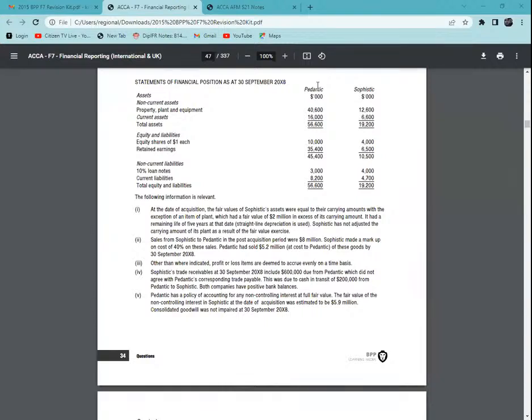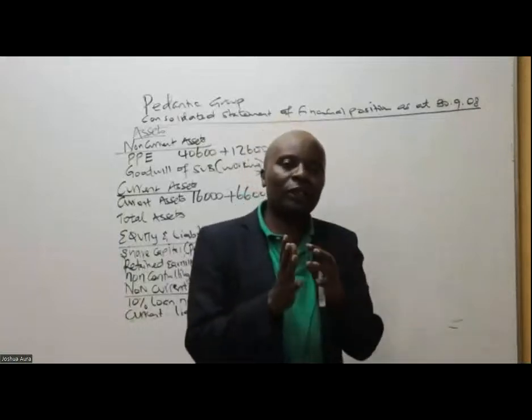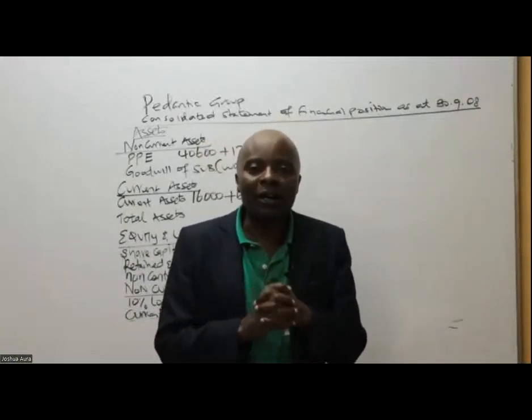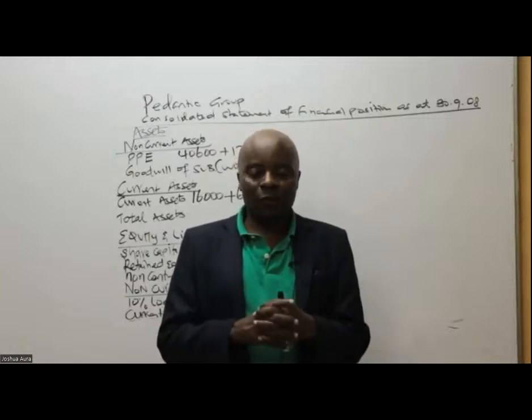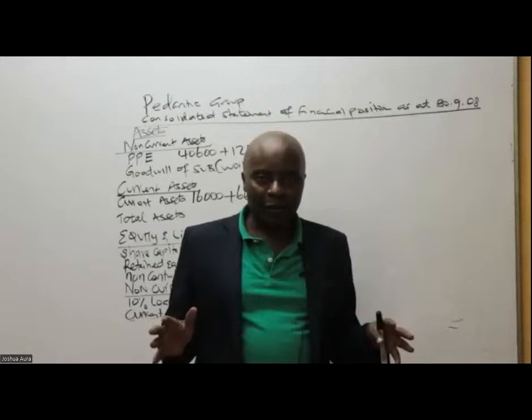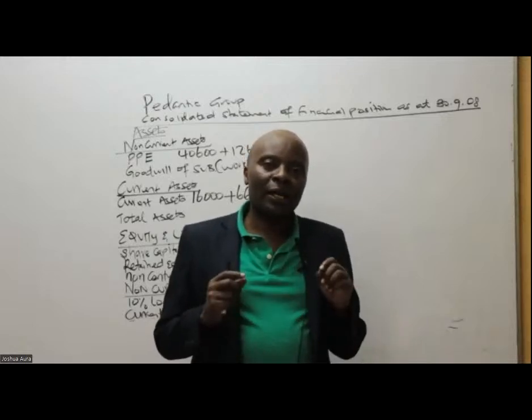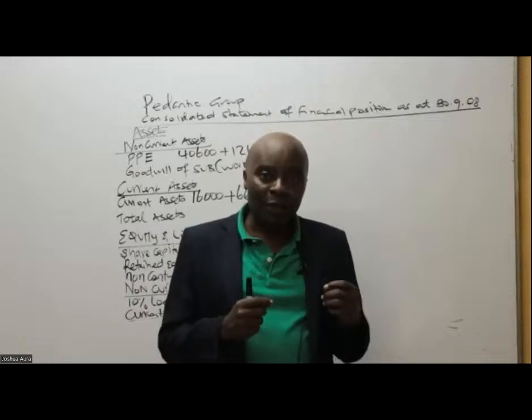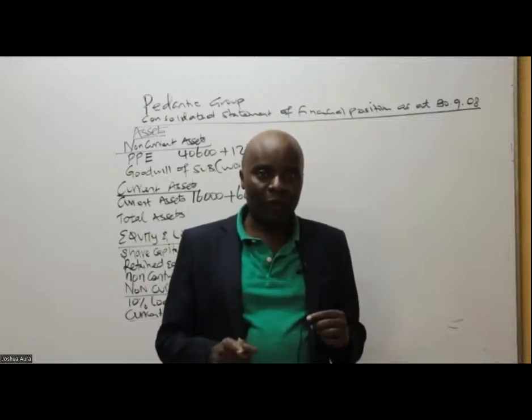2 million will be 2,000. So you're told, I'm repeating again, that at the date of acquisition, the fair values of Sophistic's assets were equal to their carrying amounts, with the exception of an item of plant, which had a fair value of 2,000 in excess of its carrying amount. That's revaluation. When I'm acquiring a subsidiary, I must call in a valuer who will be able to look at the figures that we have in our books, what we call the carrying values, and compare the fair values of the assets we have with the carrying amounts.